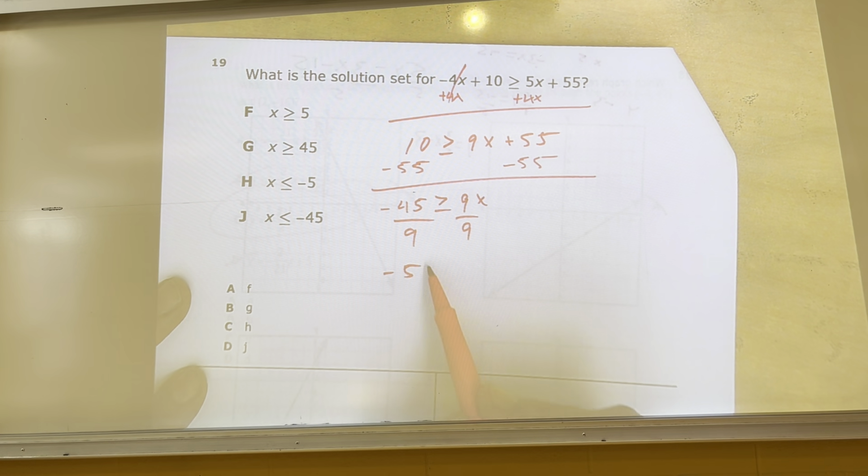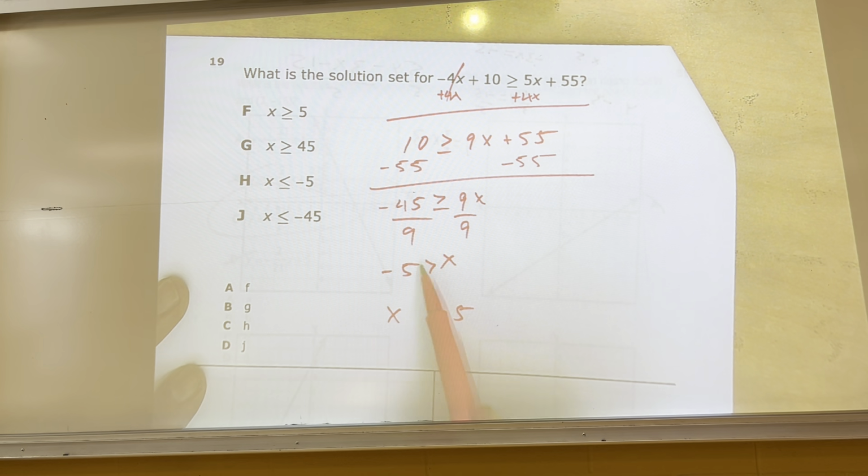This is negative 5. That's x, but we need to have it the opposite way. So now x is here, negative 5 is here. Make sure it's open the same direction.